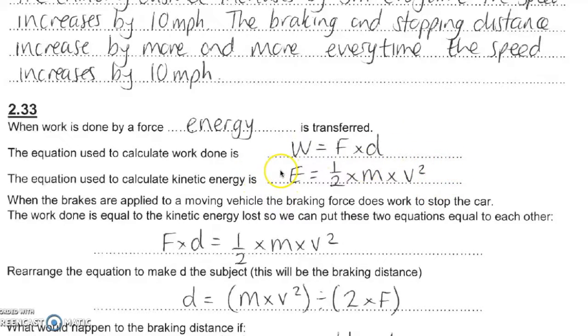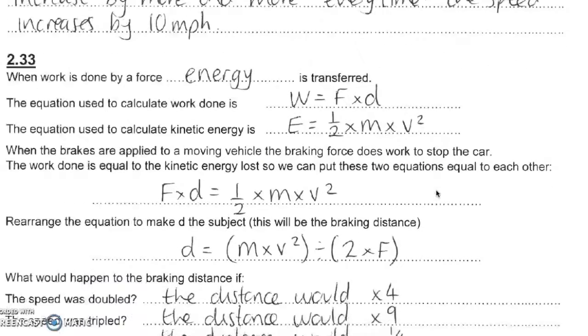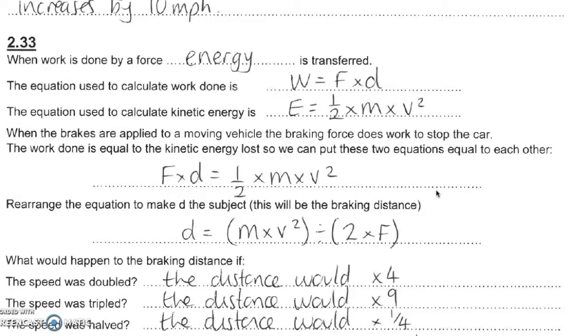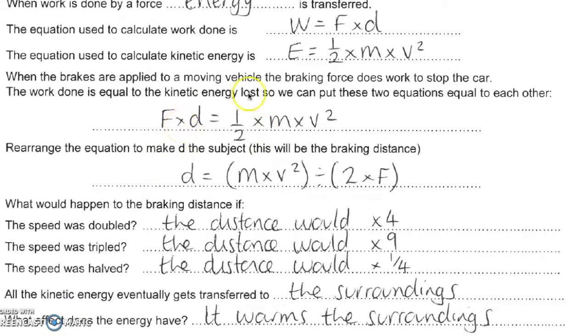Another equation you should be familiar with is the kinetic energy equation. Okay, it's equal to half times mass times velocity squared. Now this is very important because when the brakes are applied to a moving vehicle, the braking force does work to stop the car. Okay, and we can use this equation here to work that out. So if we've got a total stopping distance, we know the mass of the car, we know the speed it was traveling at, we can work out the force required to actually stop the car. Okay. We can also rearrange it to work out the total braking distance, where we make D the subject.